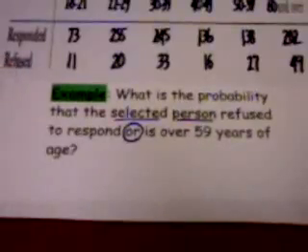Okay, well, the question to ask is, can you be both a person who refused to respond and over 59 years of age at the same time? And the answer to that question is yes, you can. So because you can be both, then you have to use the second definition or formula for the addition rule, which is the probability of A plus the probability of B minus the intersection of the two. So this is how we're going to set it up.